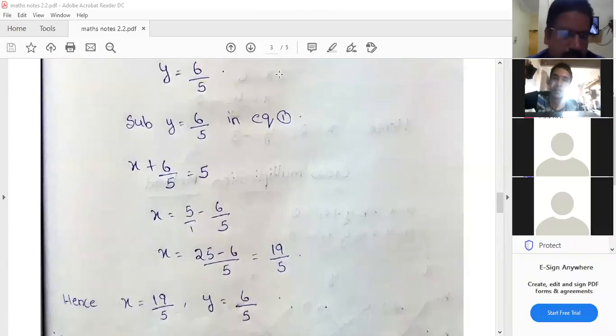Now the last part. x equal to 19 by 5, y equal to 6 by 5. You can get fractions, no problem. You will not always get whole numbers. Fractions may come. Completed. We can go to one more example in the elimination method.